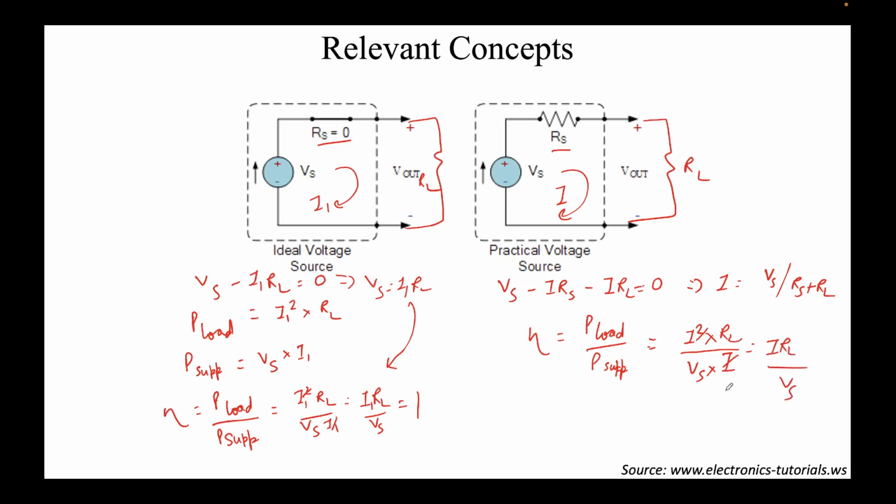over Vs. Now we know the value of I from this expression, correct? So let's place this here. So we'll get Vs over Rs plus RL times RL over Vs. Now Vs and Vs get cancelled and you will get a result RL over Rs plus RL. Now note that since Rs is a positive quantity, RL over Rs plus RL will always be less than unity. And this is a real life scenario, where you will never get a power transfer efficiency of 1.